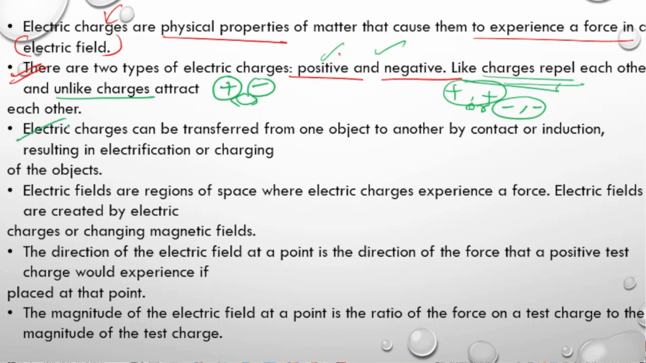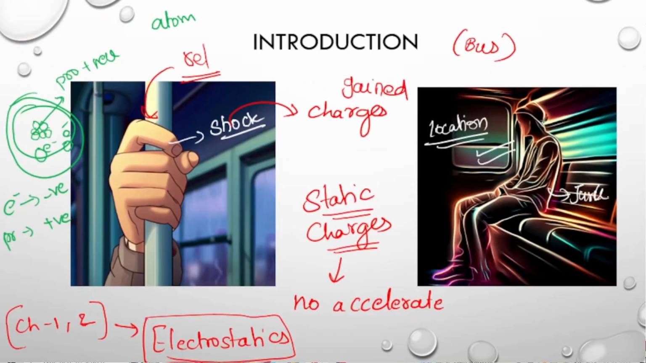Next, electric charges can be transferred from one object to another by contact or induction, resulting in electrification or charging. I wanted to tell this: what happened when you were sitting on the bus? I told an example over here, right? You were sitting on a bus and the bus started to move. You also had certain jerks. Because of that, you have gained certain charges. I used the word gained certain charges, but instead I can also say, using a proper word, that you have been charged or electrified.